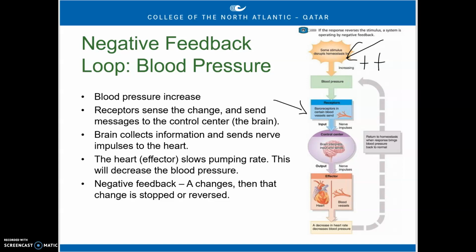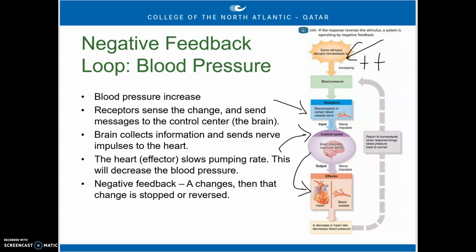So these baroreceptors report back to the brain, and they say to the brain, hey, you know what? According to these receptors, our blood pressure is higher than it normally should be. We need to do something to correct that. The brain interprets that signal, and then it sends information from the brain, the control center, to an effector. Now, in this case, the effector is going to be the heart. The heart will, from the direction of the brain, slow down the pumping rate, and as a result of that, it decreases the blood pressure.